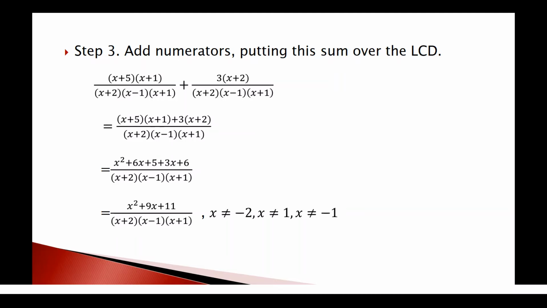Now don't forget to exclude the numbers that would make the denominator 0. In this case we should exclude x equals -2, x equals 1, and x equals -1 from the domain, because these numbers would make our denominator 0. So we have our addition. This is our desired result. Thank you very much, and this is the end of this slide.